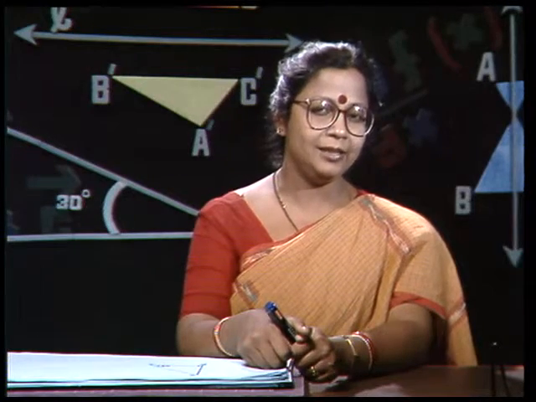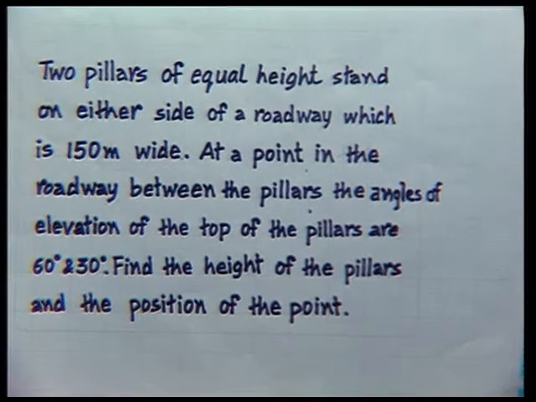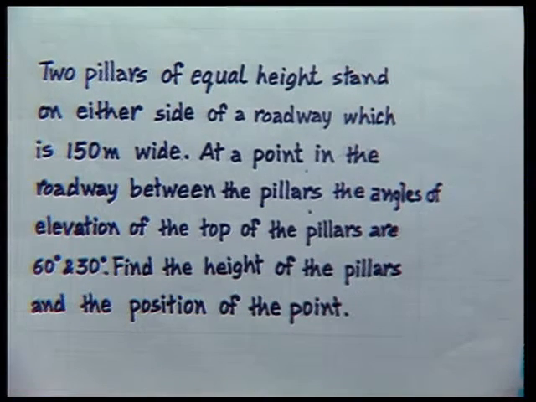As we said earlier, these trigonometric ratios help us in finding out unknown heights and distances. Here is the problem. 2 pillars of equal height stand on either side of a roadway which is 150 meter wide. At a point in the roadway between the pillars, the angles of elevation of the top of the pillars are 60 degree and 30 degree. Find the height of the pillars and the position of the point.